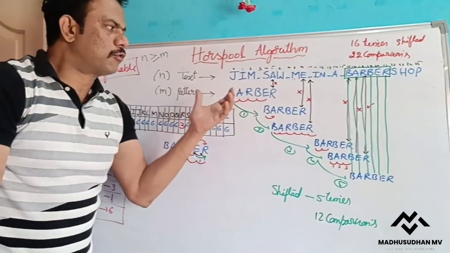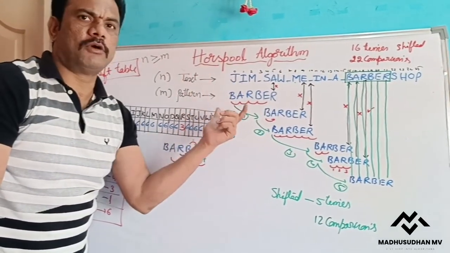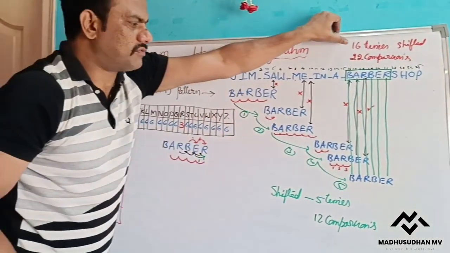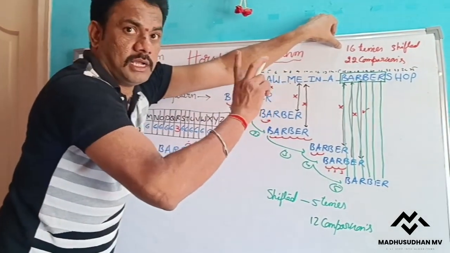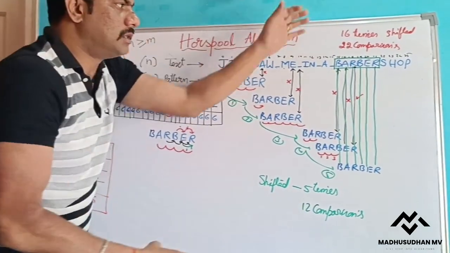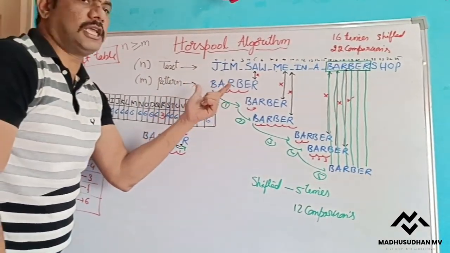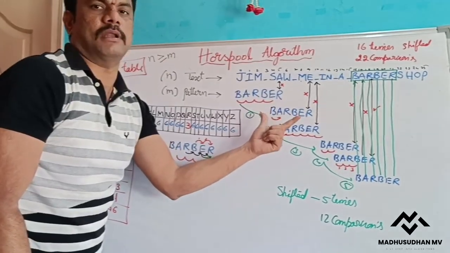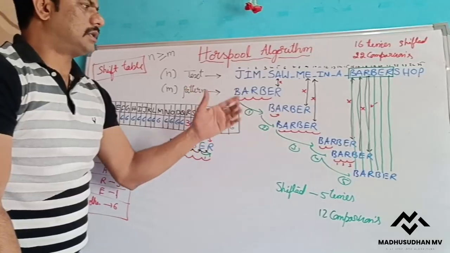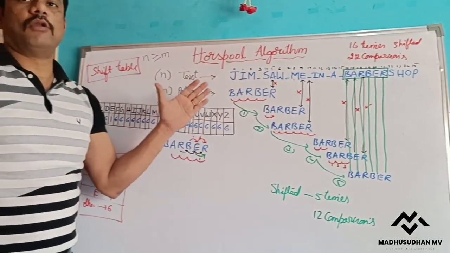The brute force makes unnecessary jumping just by one position. But this Horspool algorithm avoids that unnecessary shifting. Out of 16 shifts, it eliminates 11 jumps; it will shift only 5 times instead of 16. So this is how it avoids unnecessary jumping of the pattern. That means it is shifting the pattern as far as possible, without missing any possibility of matching, using the shift table. So this is how the Horspool algorithm works.